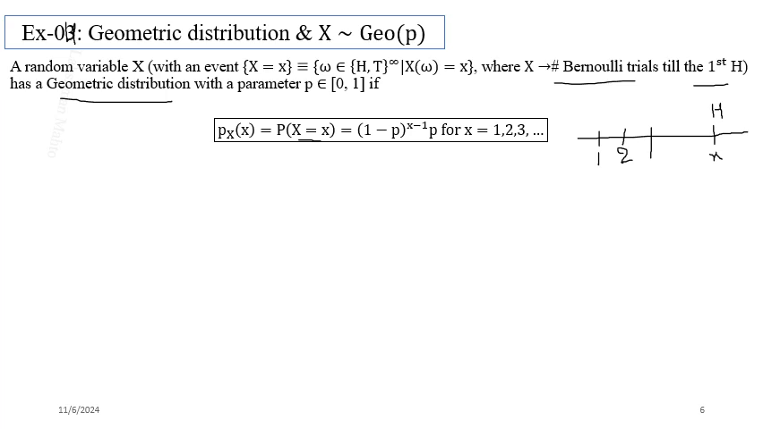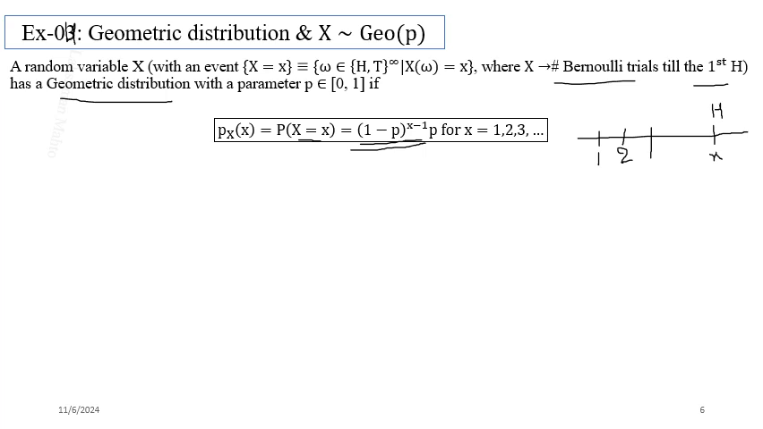So what is the probability distribution of the geometric random variable? It is (1 minus p) to the power x minus 1, meaning we got tails in the first x minus 1 trials, and exactly at the x-th trial we got the success, whose probability is p. Why do we say it is geometric? Is it a geometric sequence or not? What is the notation of a geometric sequence? a times r to the power n. In place of the exponent, we have x minus 1. Same thing, so it is a geometric sequence.